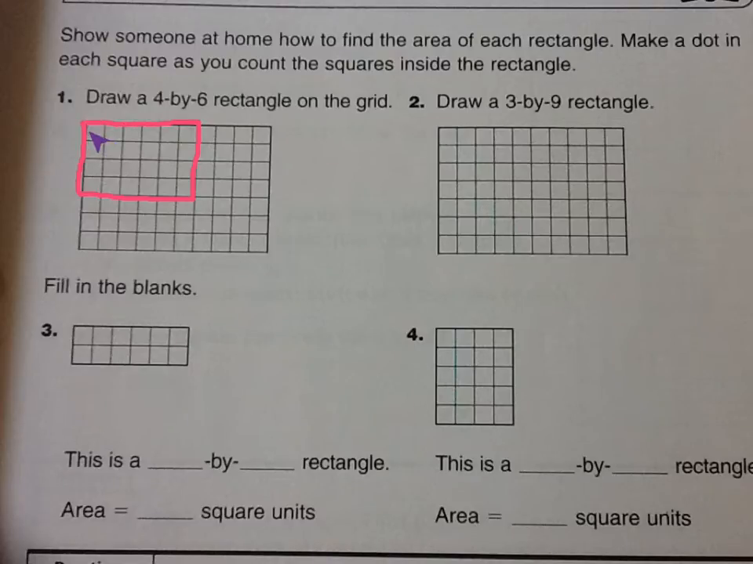Now, there's a shortcut for finding area, but we're just going to do it by counting first. And we're recommending you make a dot in each square as you count the squares inside the rectangle. So count each square: 1, 2, 3, 4, 5, 6, 7, 8, 9, 10, 11, 12. And then write the number on the side of what you got for your number. And I'll give you a hint. It's going to be 20 something. We'll just say 20 something squares.